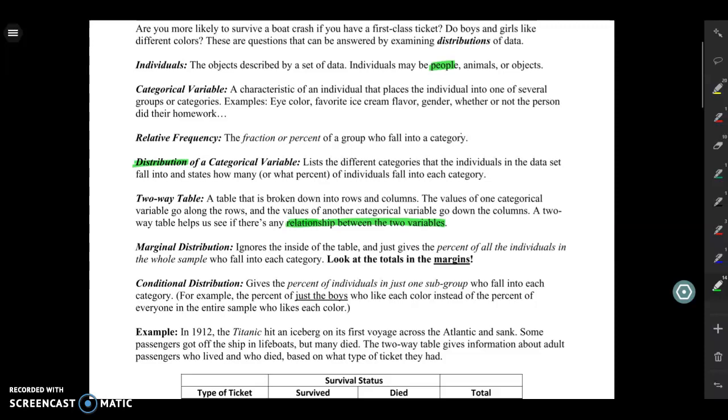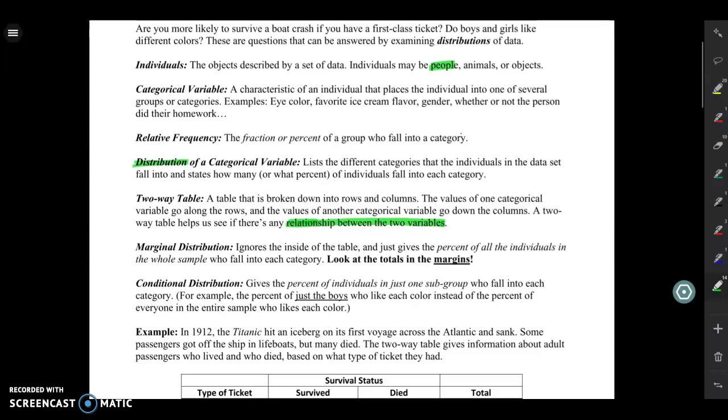All right, marginal distribution. Marginal distribution basically ignores the inside of your two-way table and just looks at the percent of the individuals who fall into each category. So now, instead of caring if the adults like yellow or blue, we just care how many adults there are. And instead of caring if the people that liked blue were adults or kids, we're just going to say how many people liked blue.